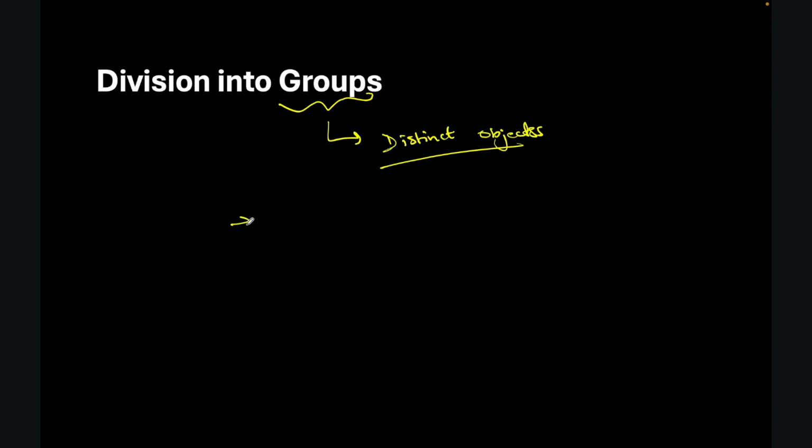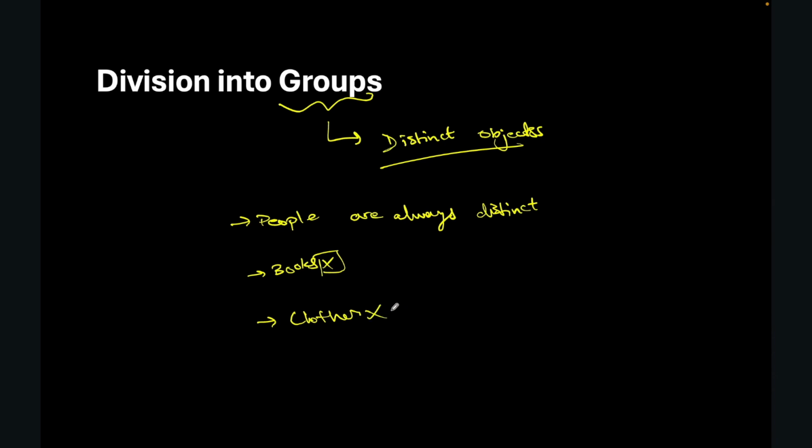For example, people. People are always distinct, and those are most of the examples we're going to be discussing. Books are usually not distinct unless they explicitly mention that one book is of science, one is of math, one is of history. In those cases, you can consider them distinct. Otherwise, they're not distinct. Clothes are not distinct unless they're specified with specific brands.